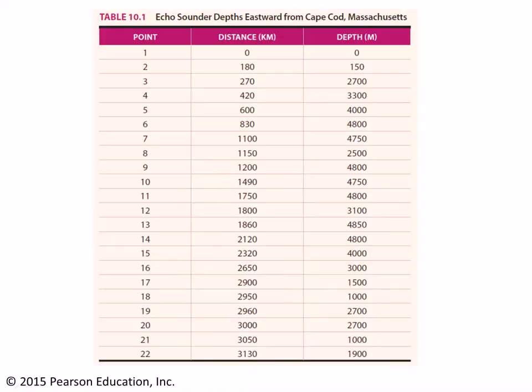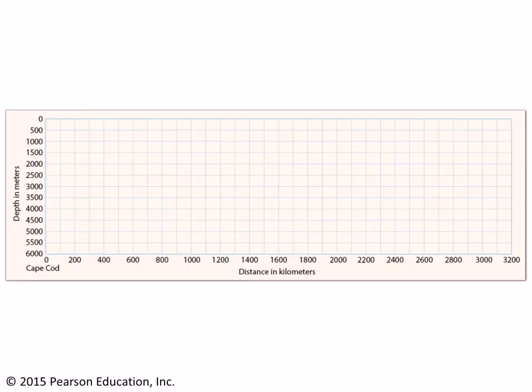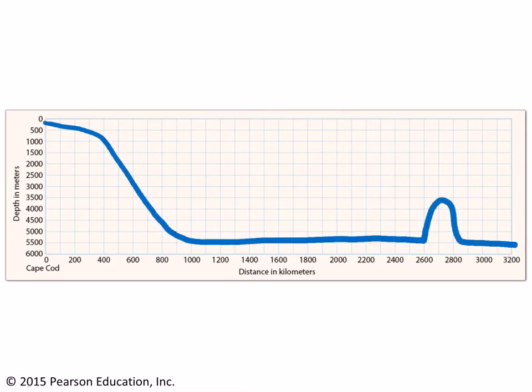This sort of data is presented in this table, table 10.1 from the lab manual. And what you have here is a comparison between distance from a starting point, shown in the central column, and then the depth of the ocean at that position. So you're going to take this data and graph it, and depending on the pattern of the data, you may get a profile of the ocean that looks something like that, or perhaps you'll get a profile that looks something like that. You won't know until you graph it.